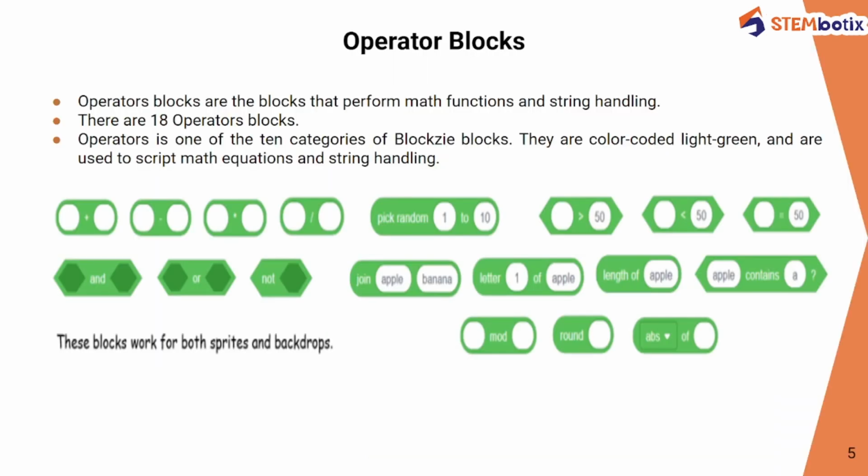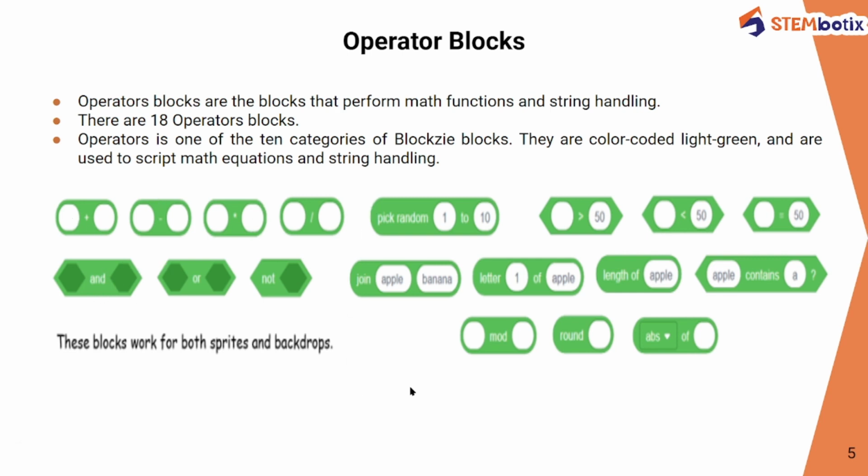Operator blocks are the blocks that perform math functions and string handling. They are generally used to add or perform any mathematical function. So if in your programming you need to add any condition or mathematical function, you can use the operator blocks. These are the different operator blocks. As you can see, there are two types of blocks: boolean type blocks and reporter blocks.